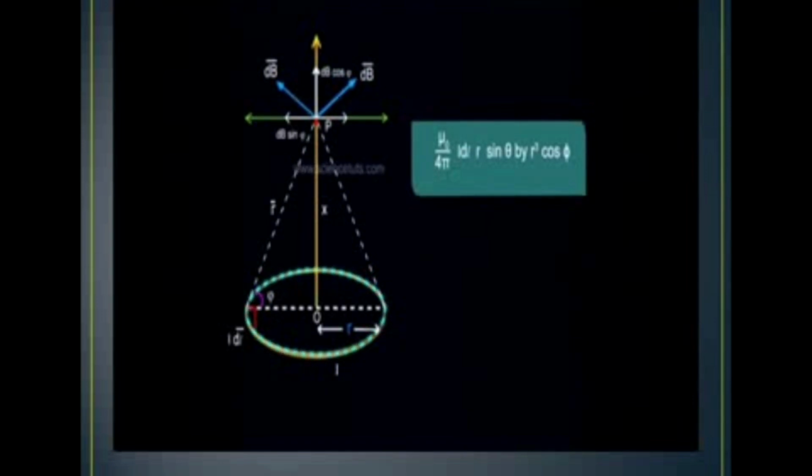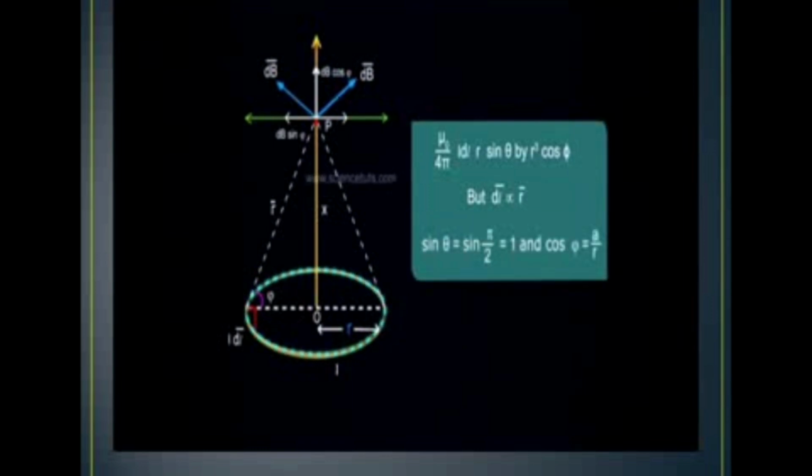So here we are going to write mu naught by 4 pi, I dl sin theta by R cube, cos phi. But dl is directly proportional to R vector. So sin theta equals sin pi by 2 equals 1, and cos phi equals a by r. So you can write any value. Simply you can write in a book as it is. This is a simple thing.